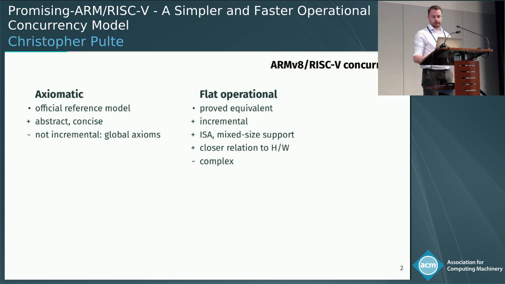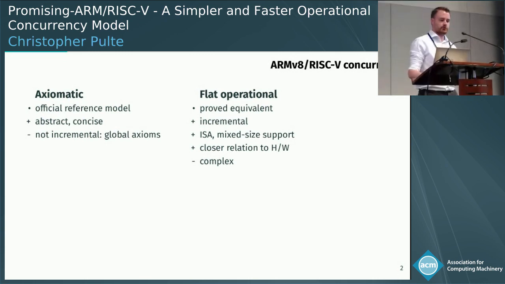The second model that exists is the flat operational model. This is an abstract machine model with states and transitions, so you can incrementally execute it. This model has been proved equivalent to the axiomatic model, and it has a closer relation to hardware, which has been very useful in engaging with ARM and establishing the precise semantics, but it also leads to some complexity that, just for this purpose, would be good to avoid.